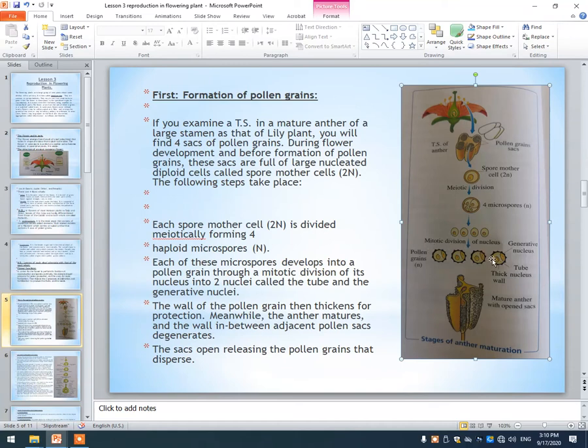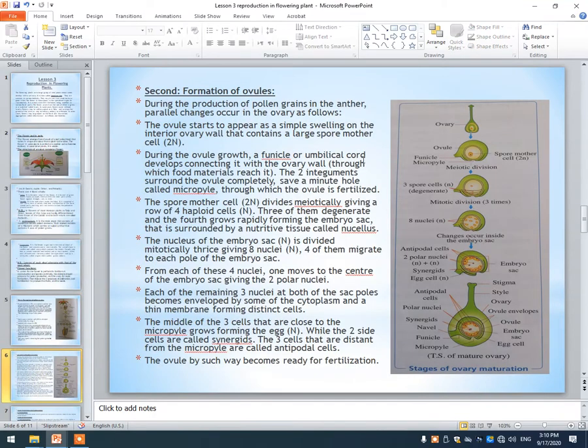After that, mitotic division of the nucleus, keeping the same number of chromosomes, N, forms the pollen grain. You can see here the pollen grain. The pollen grain contains 2 types of nuclei: the tube nucleus, which will disappear after that, and the generative nucleus. It is also surrounded by a thick wall to protect it. What about the formation of the ovule?